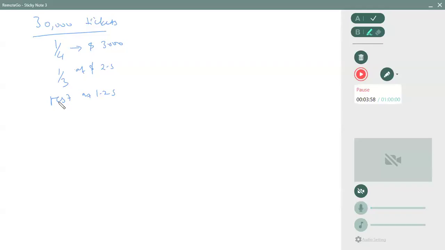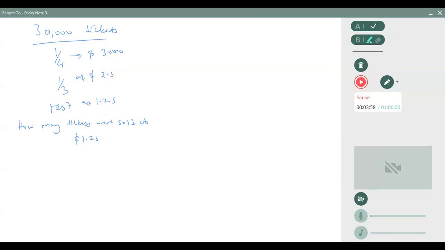So the rest at $1.25. I can see. Now the question is, how many tickets were sold at $1.25? That's the kind of question we have now. Okay, let's start.